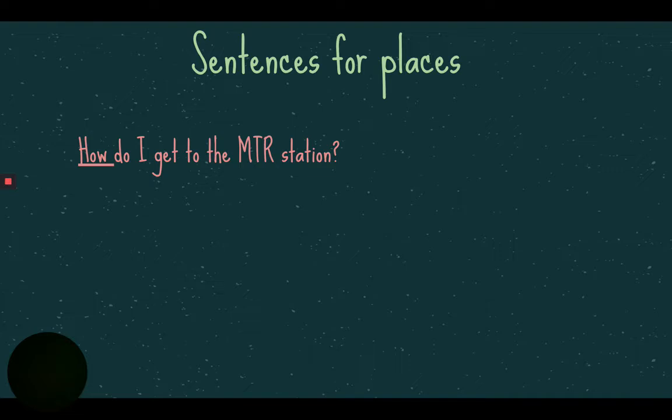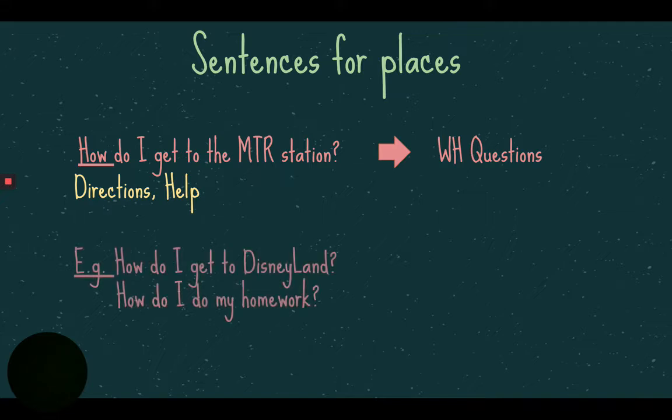Another type of question you can ask for places is, how do I get to the MTR station? Now, how is also a WH question. You can use it for two purposes. You can use it for directions, or you can also use it for help. Let's take a look. How do I get to Disneyland? That is a question for directions. How do I do my homework? Is for help. So you can use how in two ways over here.